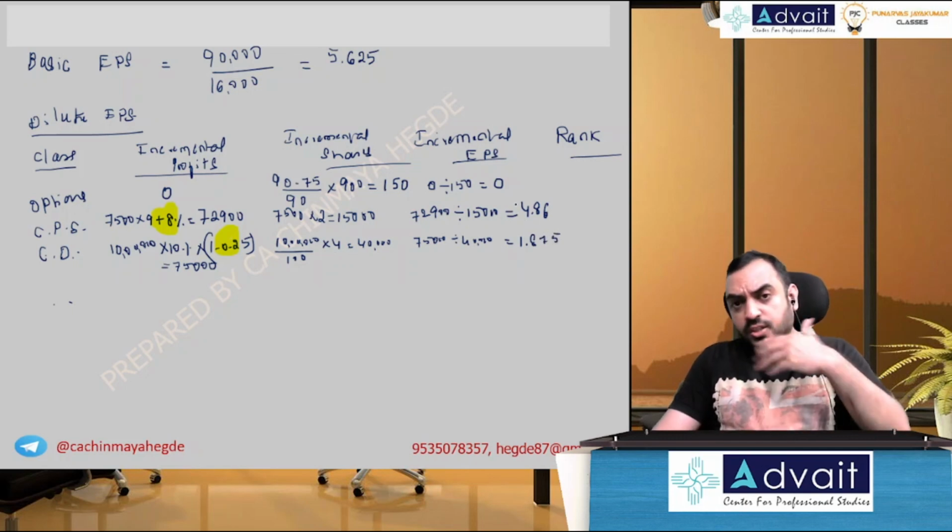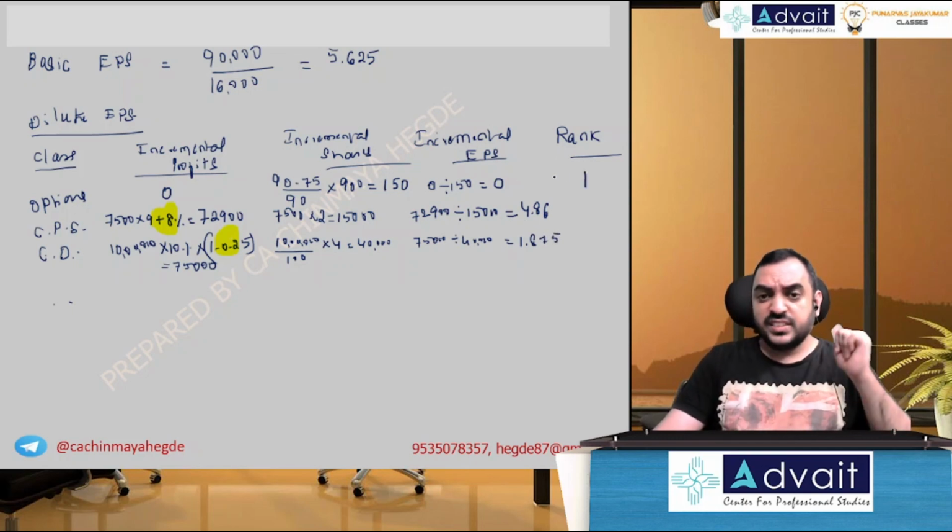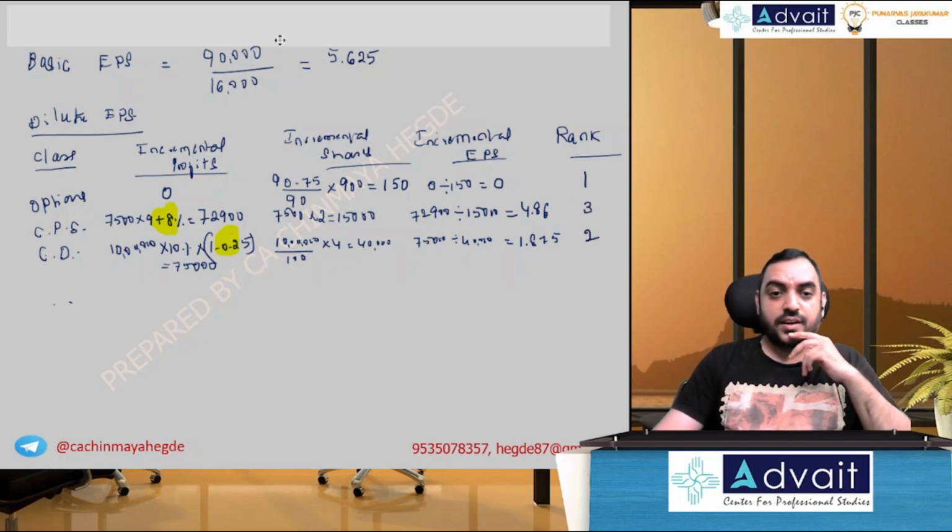Rank order them lowest to highest. 0 gets the first rank, 1.875 second rank, 4.86 third rank.